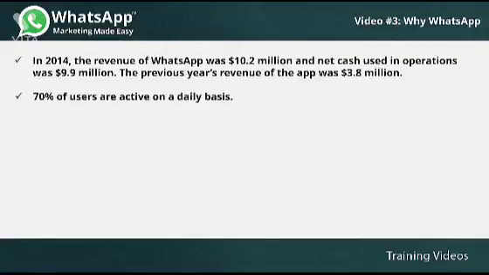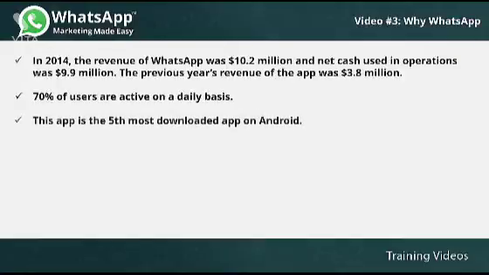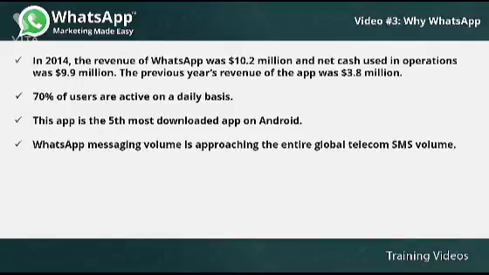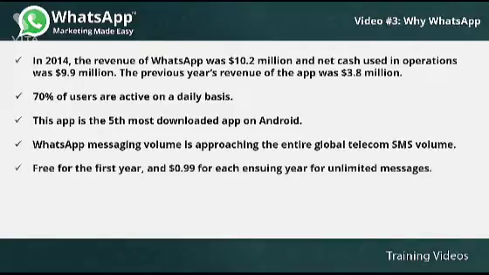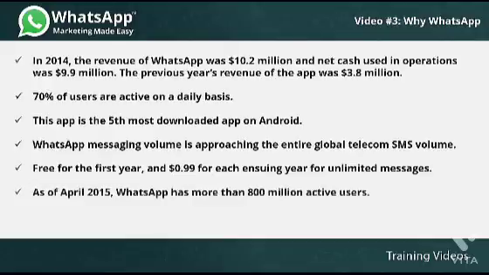70% of users are active on a daily basis. This app is the 5th most downloaded app on Android. WhatsApp messaging volume is approaching the entire global telecom SMS volume. It is free for the first year and 99 cents for each ensuing year for unlimited messages. As of April 2015, WhatsApp has more than 800 million active users.